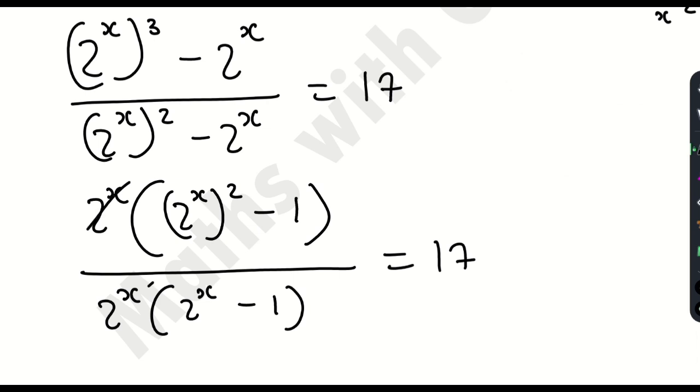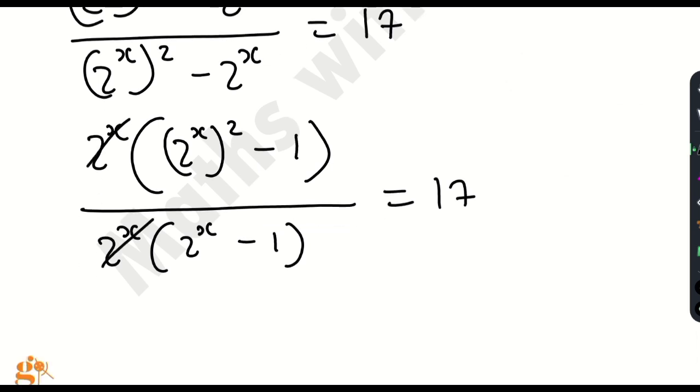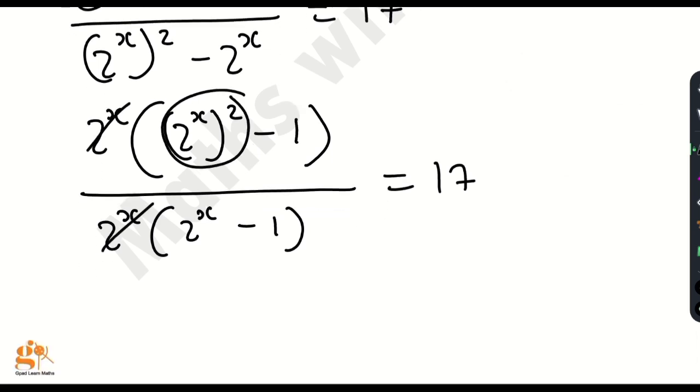2 raised to the power of x cancels 2 raised to the power of x. What do I have left? I have this and I have this. Is something coming to your mind now? Yes. Difference of 2 squares. I can put a square here and it doesn't change 1, because 1 raised to the power of 2 is also 1.